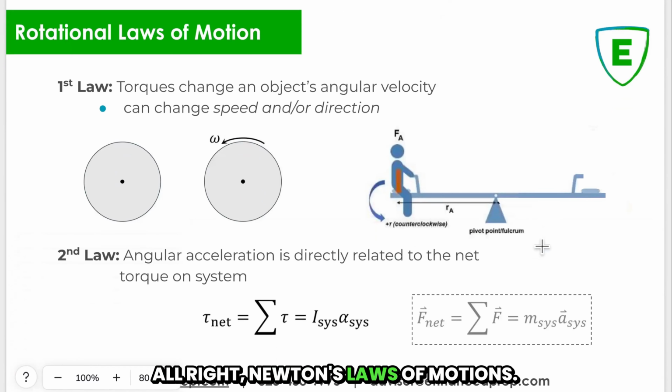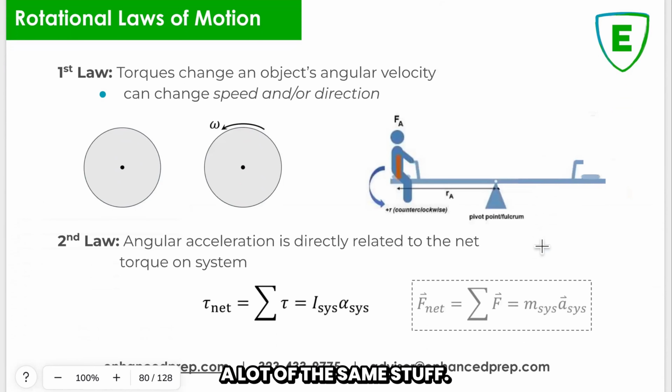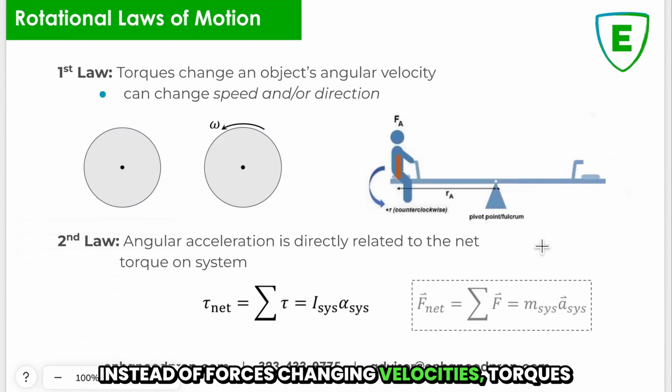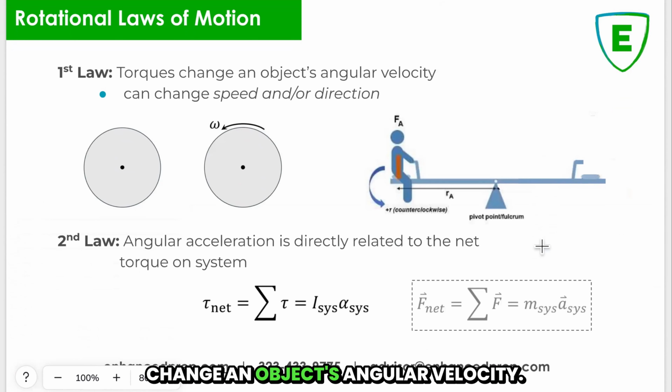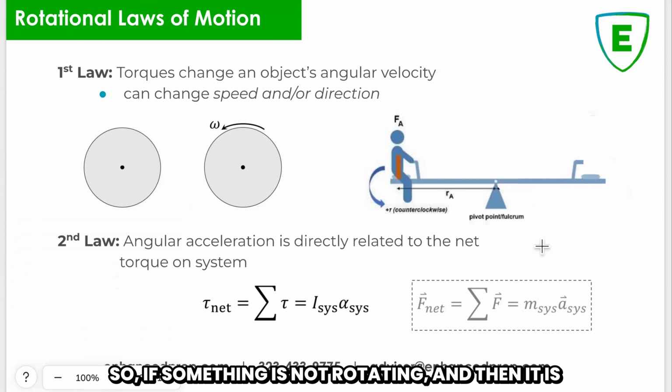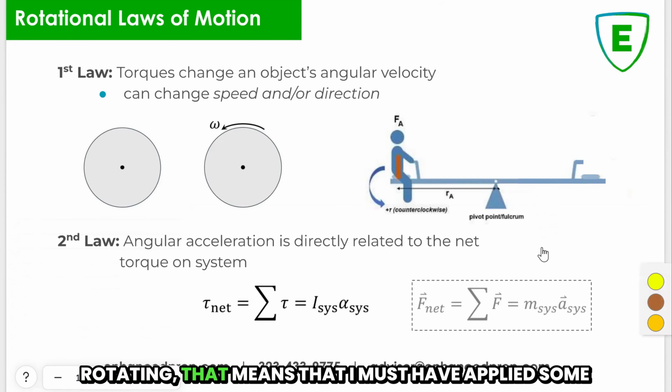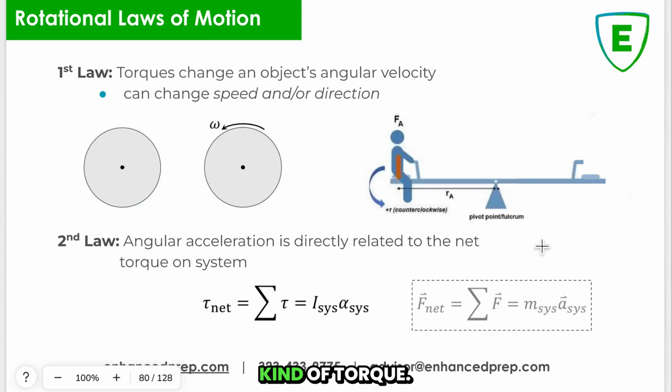All right, Newton's laws of motions. A lot of the same stuff. Instead of forces changing velocities, torques change an object's angular velocity. So, if something is not rotating and then it is rotating, that means that I must have applied some kind of torque.